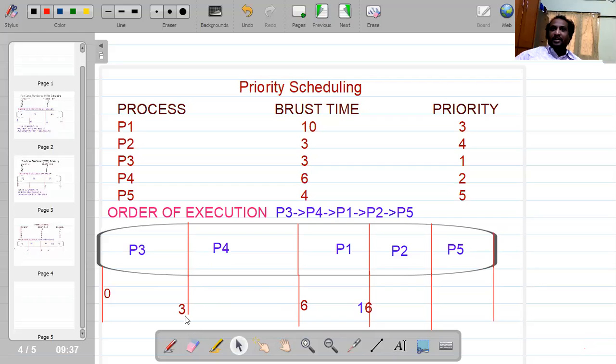Then at 3 milliseconds, P4 is going to start executing. How much time is P4? 6 milliseconds. So 3 plus 6? 9 milliseconds. Up to 9 milliseconds, P4 is going to execute. Then at the 9th millisecond, P1 is going to start. How much time is P1 going to take? 10 milliseconds. So 9 plus 10? 19 milliseconds. P1 is going to do the things.